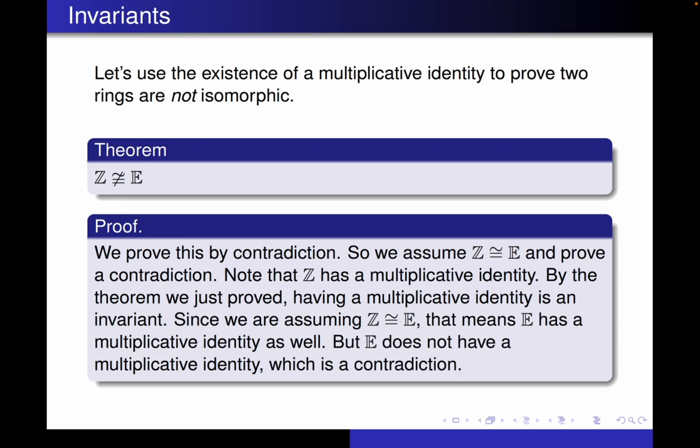However, we know that E does not have a multiplicative identity. It only has the even numbers. It doesn't have 1, and that is a contradiction. And that means that the integers are not isomorphic to the even numbers.